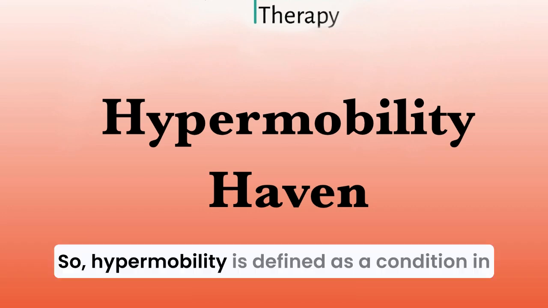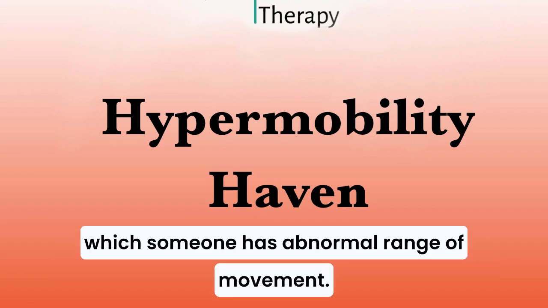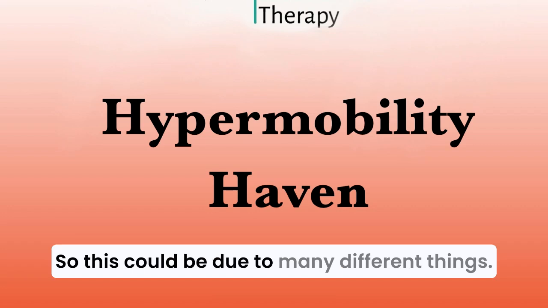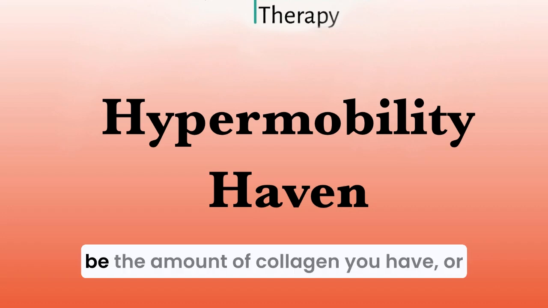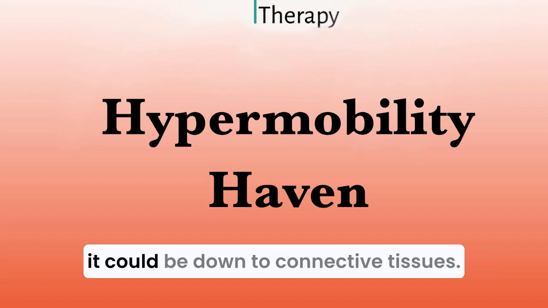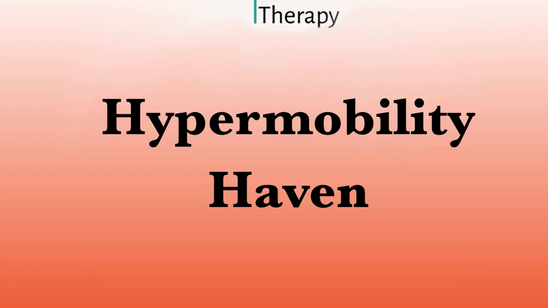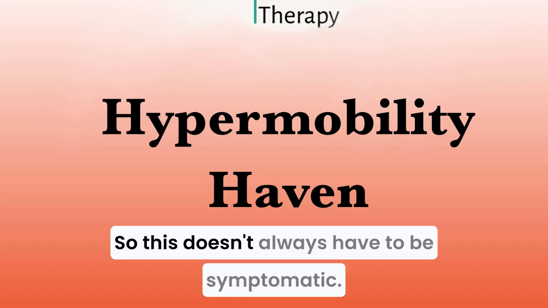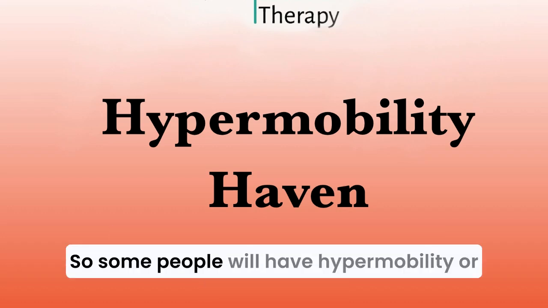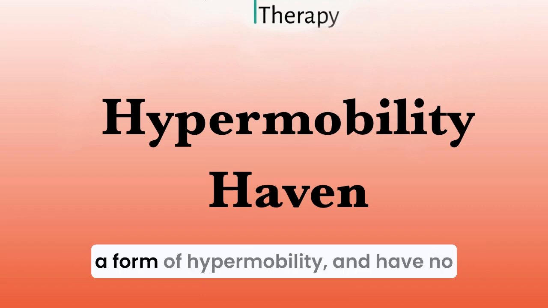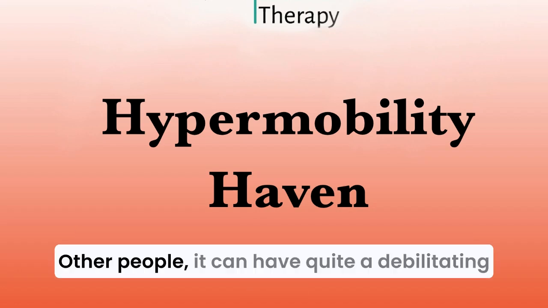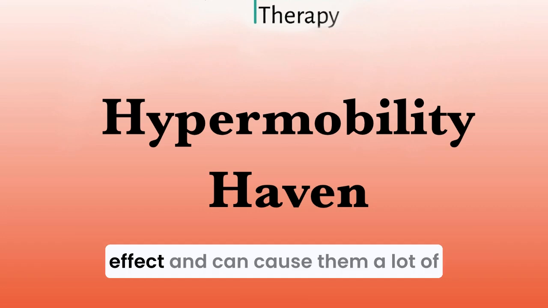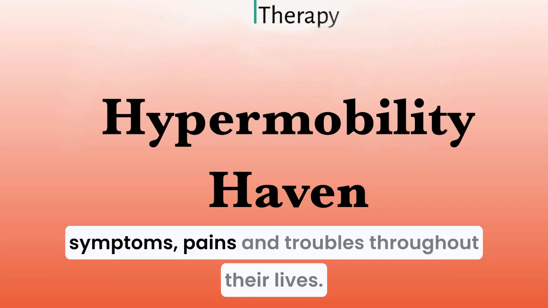So hypermobility is defined as a condition in which someone has abnormal range of movement. So this could be due to many different things. It could be bone shape, it could be the amount of collagen you have, or it could be down to connective tissues. So this doesn't always have to be symptomatic. Some people will have hypermobility or a form of hypermobility and have no symptoms whatsoever throughout their lives. Other people, it can have quite a debilitating effect and can cause them a lot of symptoms, pains and troubles throughout their lives.